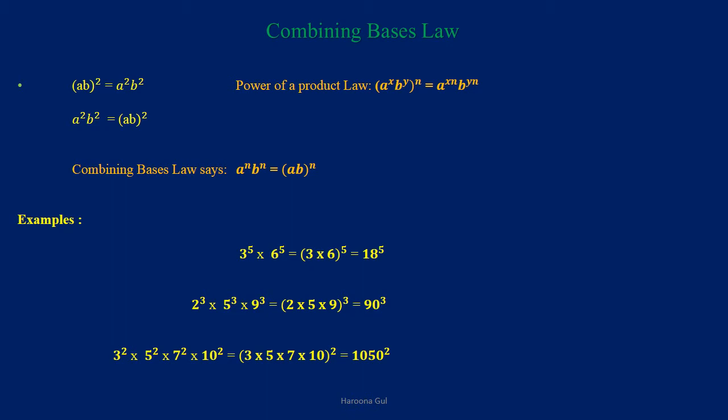Now we have a few examples, and we can clearly see that if the exponents are the same and we have numbers, we can easily combine them to get a single expression. We can simplify it, right? Let's suppose we have 3 raised to the power 5 into 6 raised to the power 5. Because the powers are the same, we can multiply 3 and 6 to get 18 raised to the power 5.